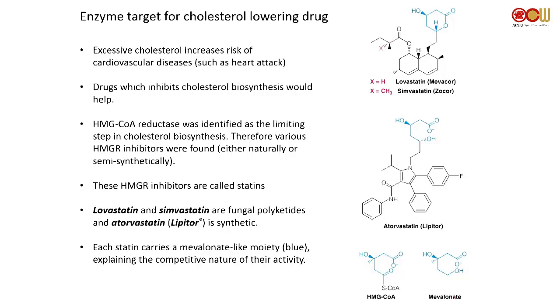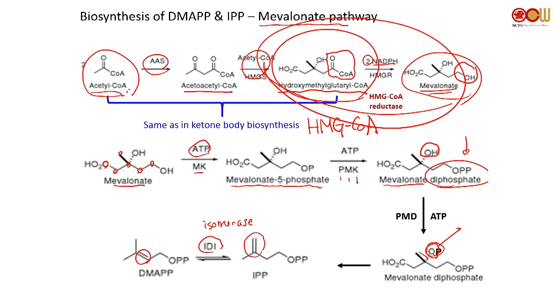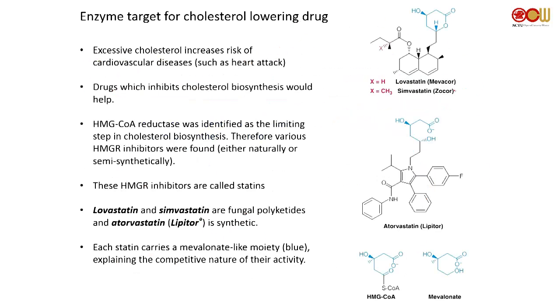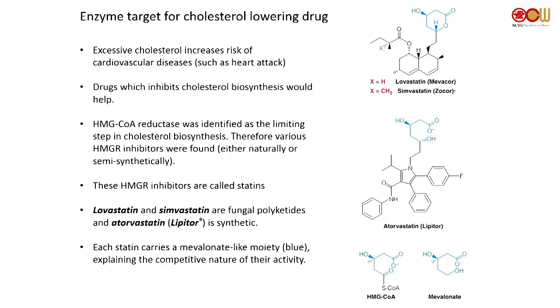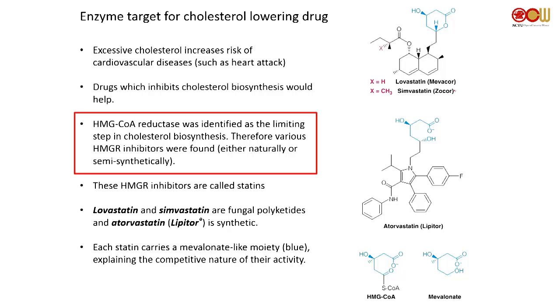And long ago, HMG-CoA reductase, I'll show you again what it looks like. HMG-CoA reductase is this thing. It goes from HMG-CoA to mevalonate. This HMG-CoA reductase has been characterized as the rate-limiting step in cholesterol biosynthesis. So as always, if you are able to inhibit the rate-limiting step, then it kills the downstream biosynthesis. So as a result, HMG-CoA reductase was the target for lowering cholesterol.